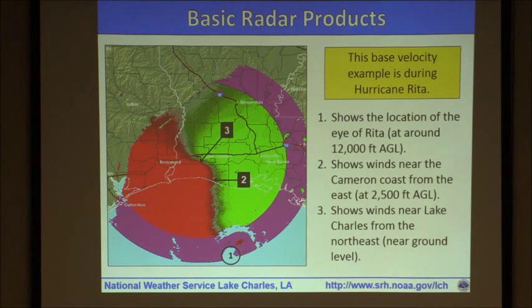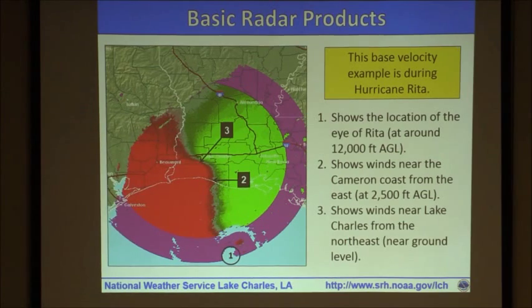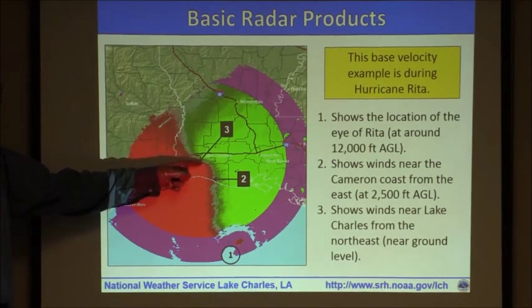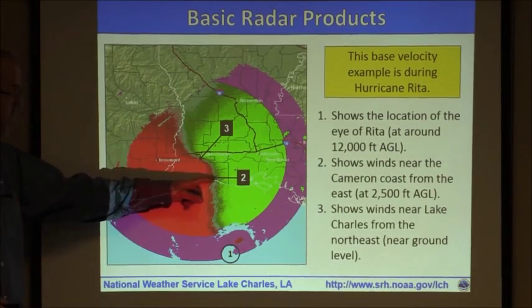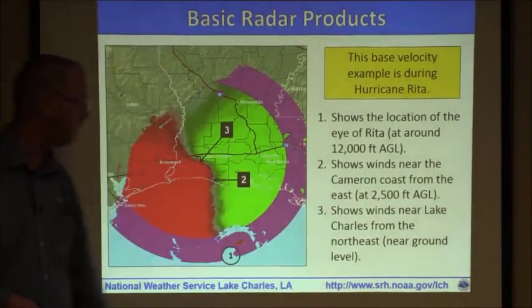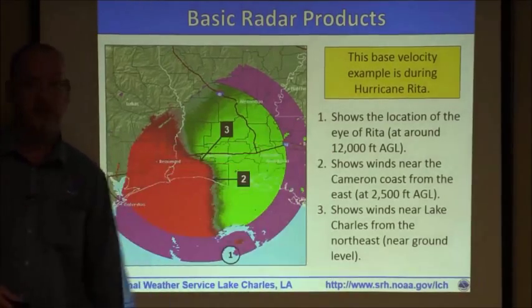at that elevation. And also remember, even though this is one elevation, let's just say the half-degree elevation, here at the number 3, this is very near ground level. Out here at number 2, it's looking at 2,500 feet up in the air. Out here at number 1 in the eye, we're already looking at 12,000 feet up in the air.